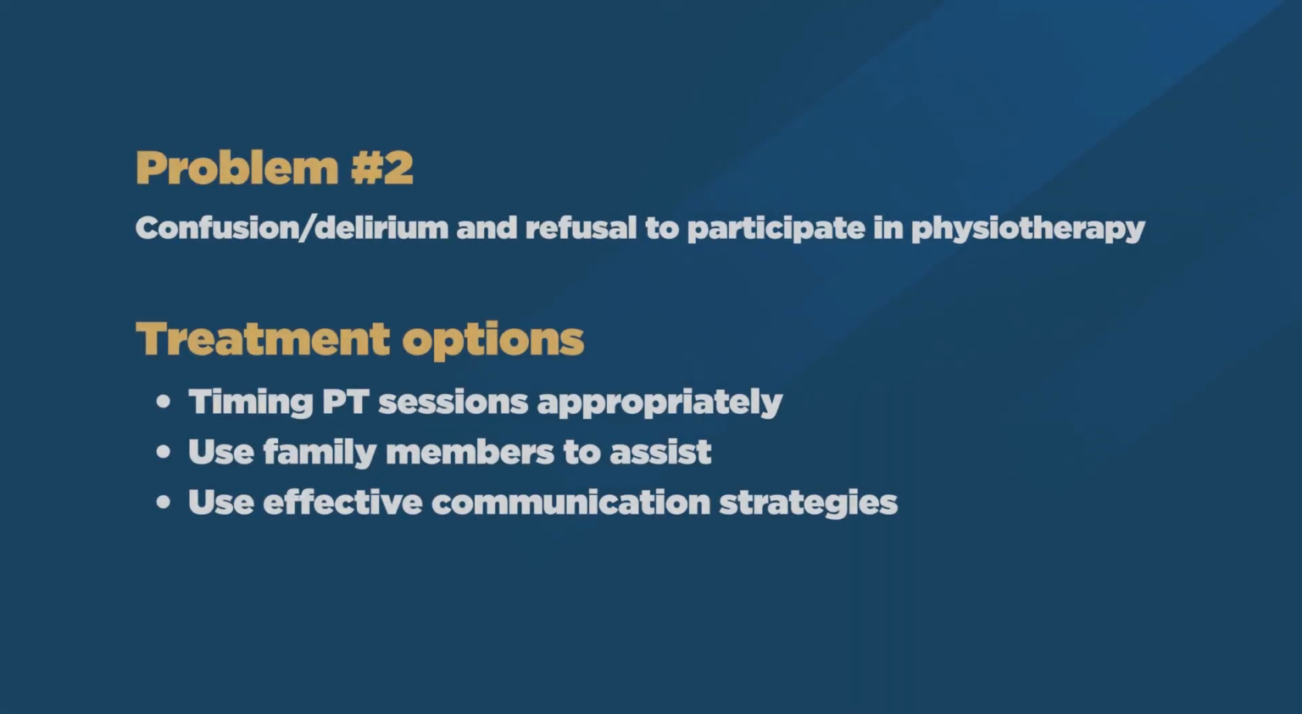Problem 2, confusion or delirium and refusal to participate in physiotherapy. Treatment options could include timing physiotherapy so it occurs when the patient is less confused or delirious. There is a fluctuating nature to delirium. For example, they're often worse at night and upon waking, so you would want to be aware of this.